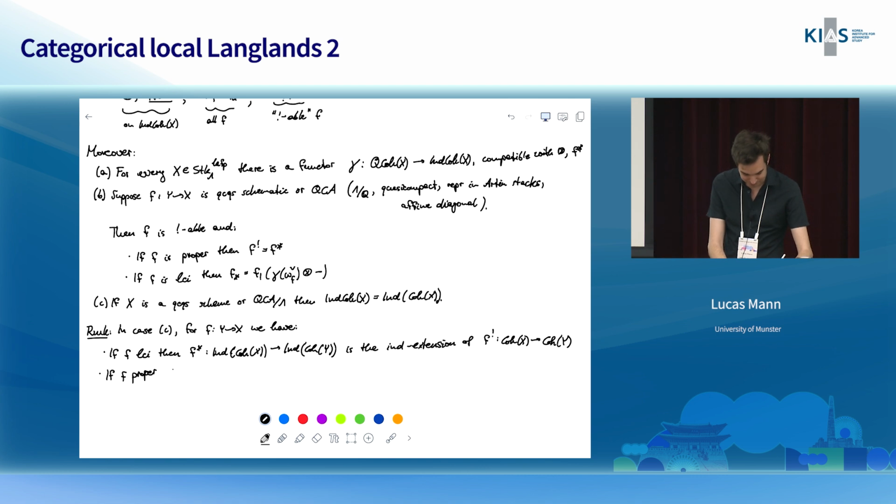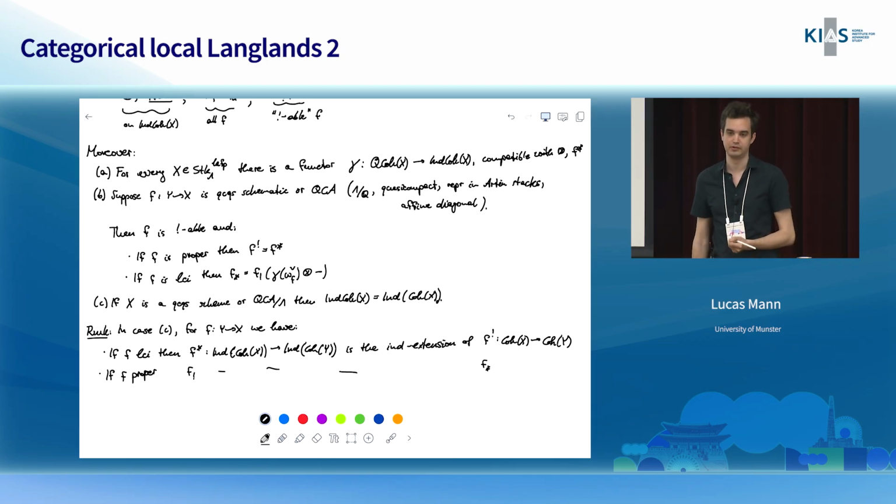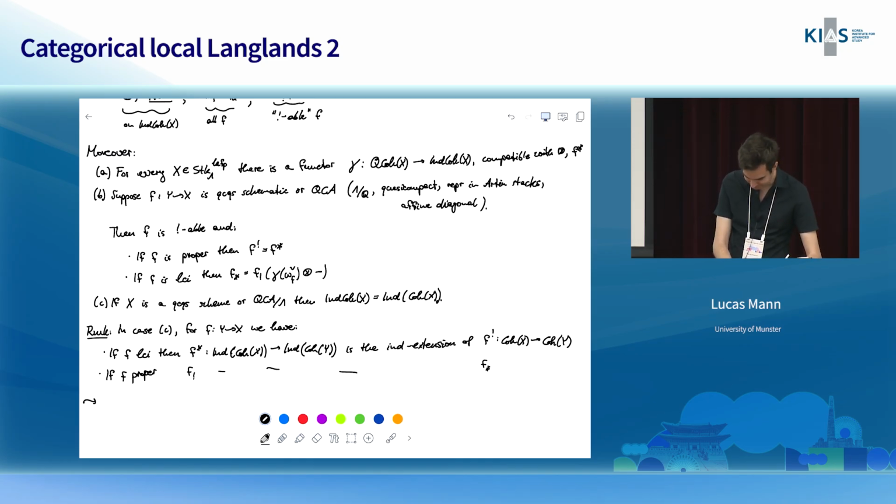So, and in the proper case, I get here the f lower shriek on IndCoh as the Ind extension of the f lower star, because in the proper case, the f lower star preserves coherent sheaves. Okay, so this is understandably very confusing. So that's why in the literature these functors are often denoted differently.